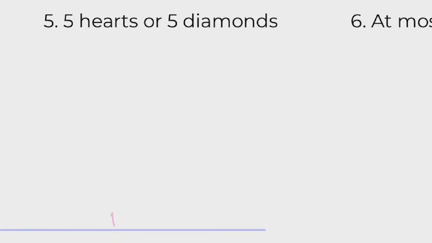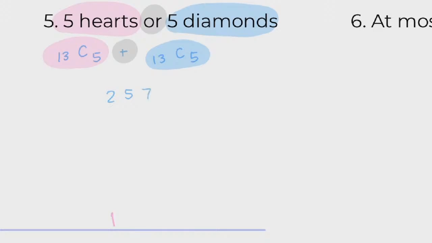Number 5, we want to pick 5 hearts or 5 diamonds. So let's start with 5 hearts. In a deck of cards, there are 13 hearts, and of those 13 hearts, we want to pick 5 of them, or choose 5 of them. And then we have the word or, so that means plus. And then it says 5 diamonds. And in a deck of cards, there are 13 diamonds, and of those 13 diamonds, we want to choose 5 of them. So the equation would be 13c5 plus 13c5. And that'll be 2,574.